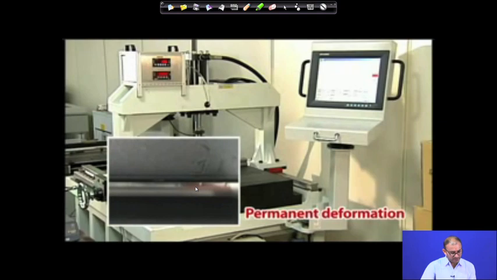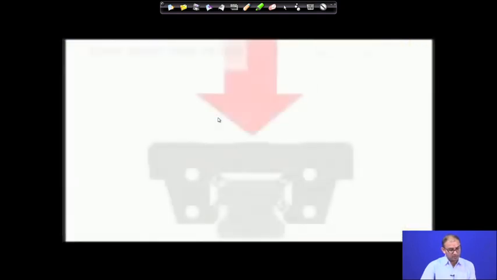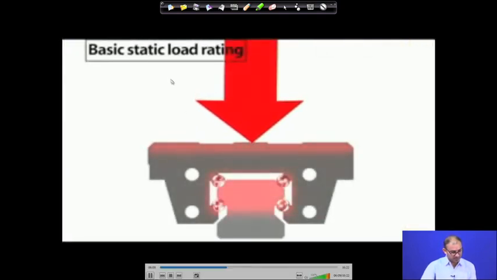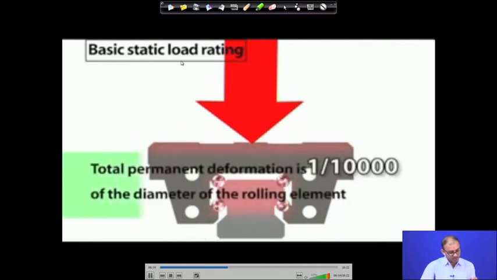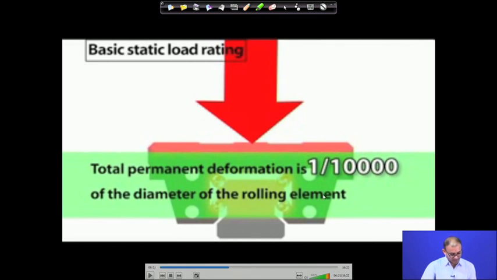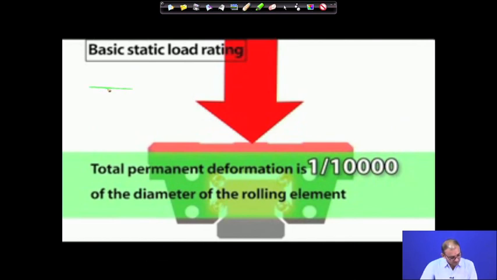If it is permanently deformed, that means it has very low static load carrying capacity. It should not deform permanently, and whatever the load it is happening, that is the load carrying capacity. So, total permanent deformation is 1 of 10,000ths of the diameter of the rolling element. Why do we consider this rolling element diameter? Because we know that this is the ball which is playing an important role here.